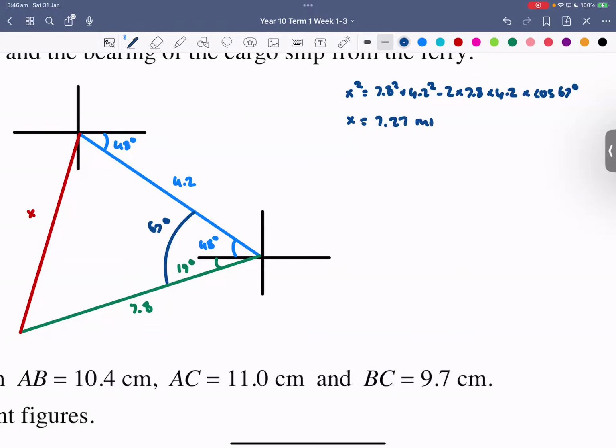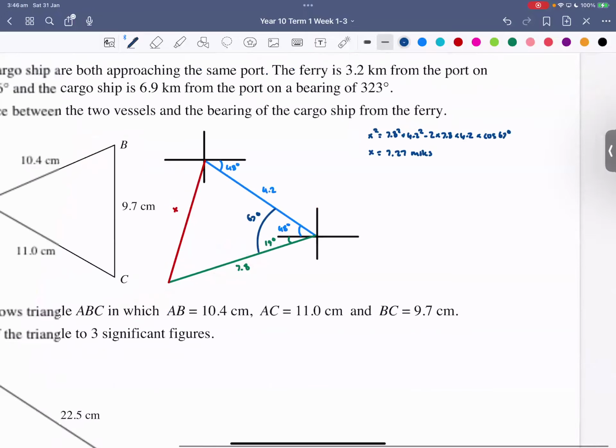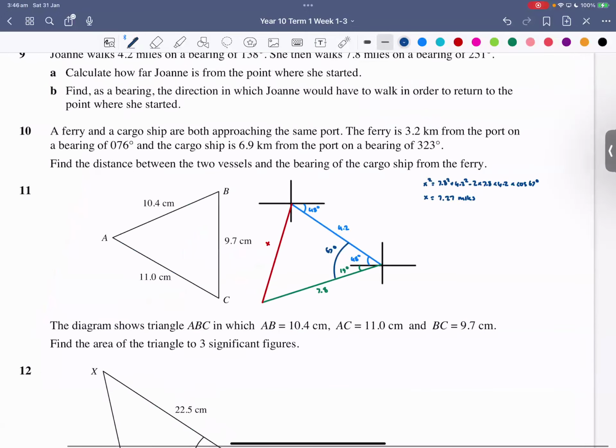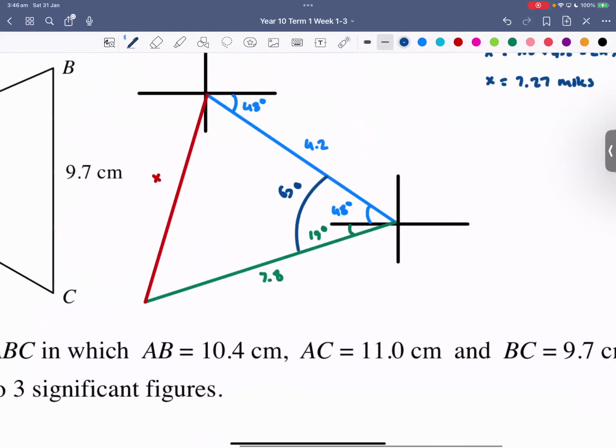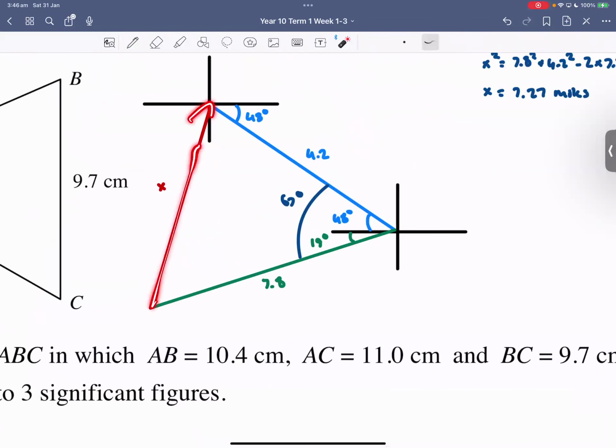7.27 miles. Great. That's how far she is from the starting point. Find the direction in which Joanna would have to walk in order to return to the point where she started. Again, my students are pretty good at this. They want to know, guys, the bearing of this journey to go back to the starting point.